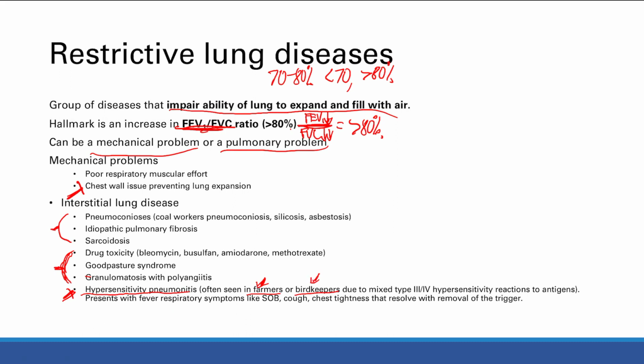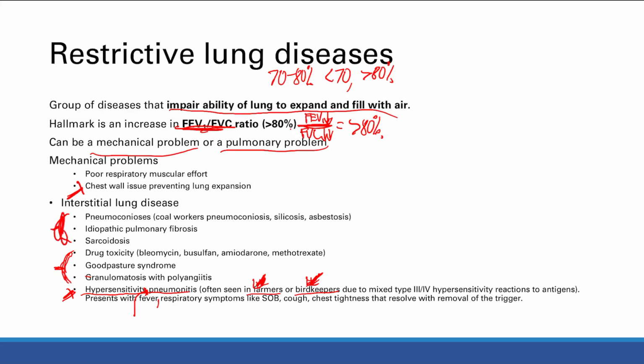And these antigens are going to cause a type 3/type 4 hypersensitivity reaction in the lungs. They're going to inhale these antigens either in the farm or from the birds. It's going to go into the lungs, there's going to be a type 3 or type 4 hypersensitivity reaction, and you're going to get a hypersensitivity pneumonitis, inflammation of the lungs from hypersensitivity. So symptoms, you get fevers, respiratory symptoms, shortness of breath, cough, chest tightness, and once you remove that trigger, they're going to get better. But honestly, if you hear about a farmer or bird keeper with lung problems or a fever, that's probably hypersensitivity pneumonitis, and that can cause a restrictive lung disease. Okay, all of these can cause restrictive lung disease.